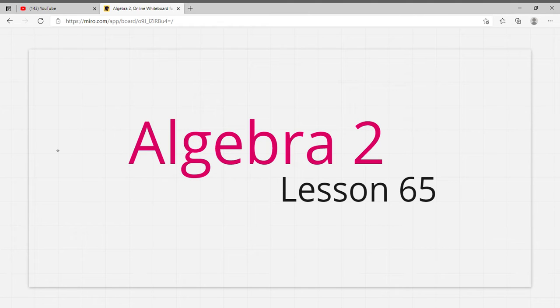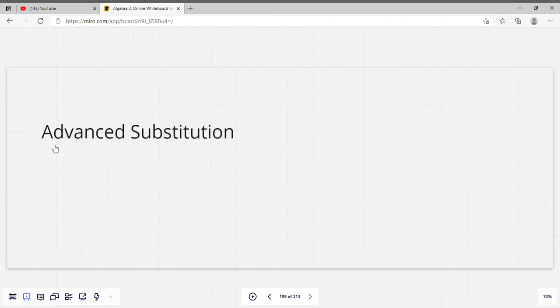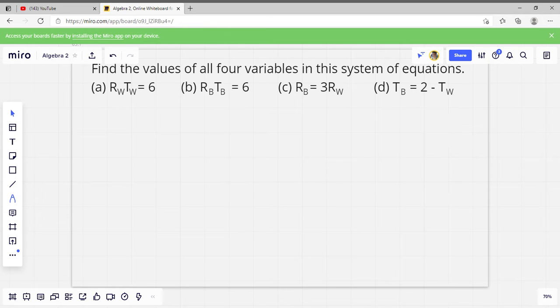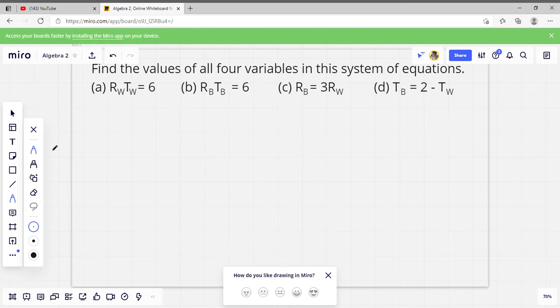Hi everybody, this is Algebra 2, Lesson 65, and this lesson covers advanced substitution. Now these problems are very similar to the substitution problems we've been working on, the uniform motion problems, but these don't have a story to them, and we have to work them just a little bit differently.